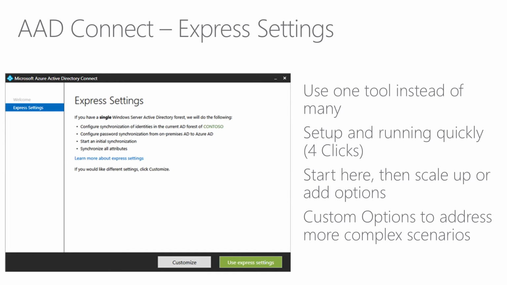When you're looking at the express settings for AAD Connect, you can use only one tool instead of many. It's set up and running very quickly, just 4 clicks. What we recommend is to start here and then scale up to add options if you need to. And then you can use custom options to address more complex scenarios.